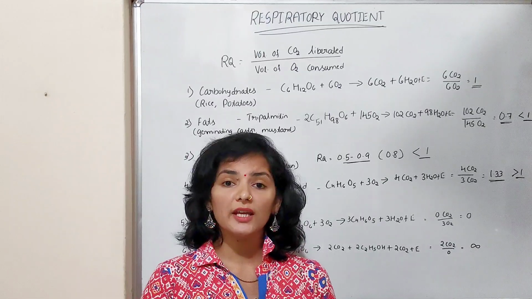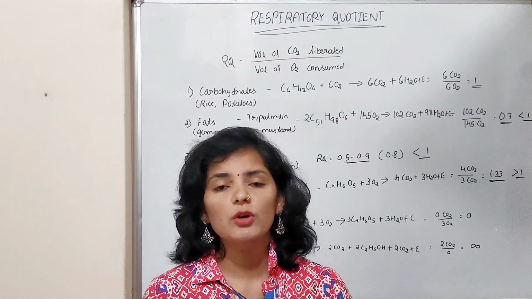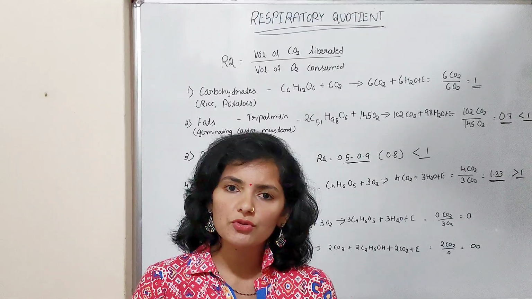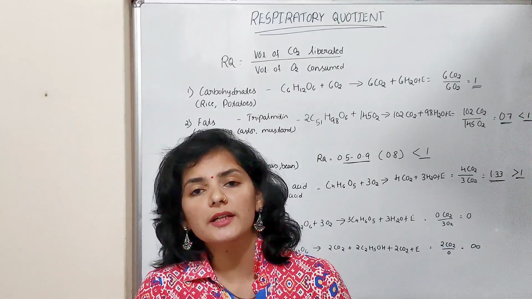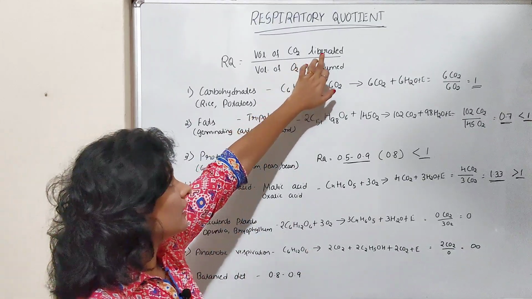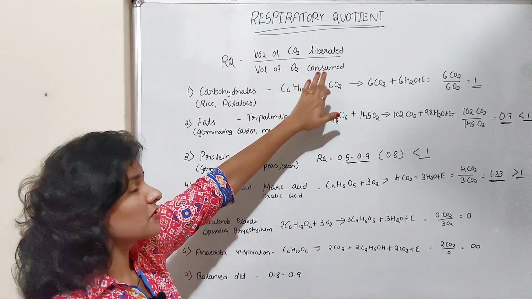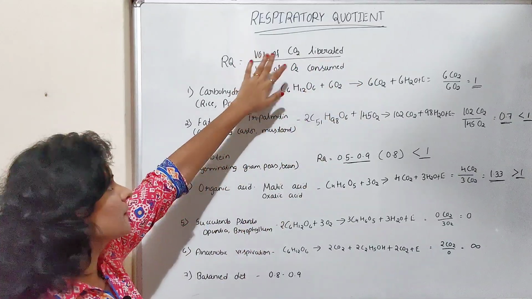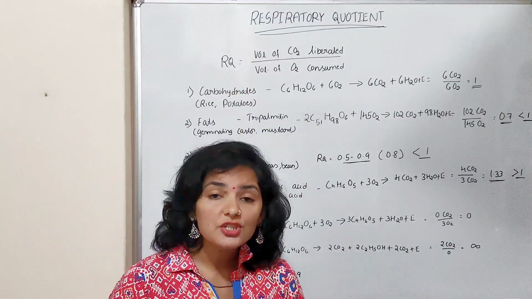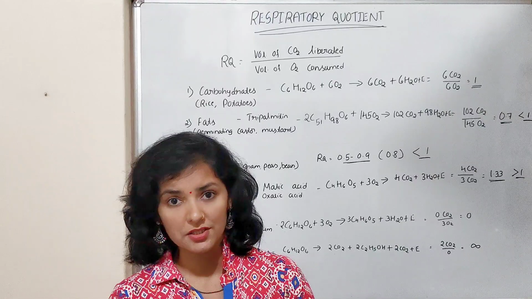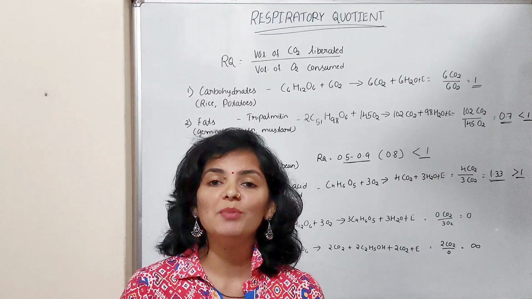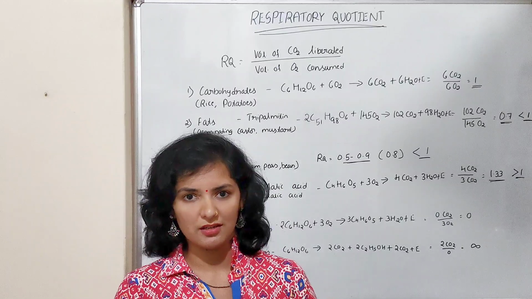As you all know, during aerobic respiration, a certain amount of oxygen is consumed or used as a raw material and a certain amount of carbon dioxide is liberated as an end product. The ratio of that carbon dioxide liberated to the volume of oxygen consumed is nothing but the respiratory quotient, or RQ. Since it is a ratio, it does not have any unit. And the value of this respiratory quotient depends on the type of substrate that is used during the respiratory pathway.